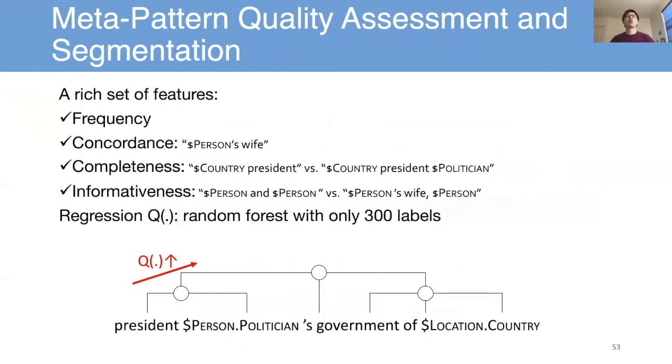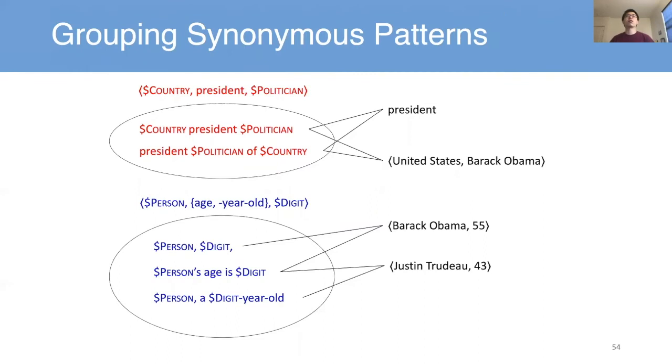In the meta pattern quality assessment and segmentation, slightly different from phrase mining, we have something new here. We need to think of completeness and informativeness based on the granularity. We want to vary the granularity and see which one is the best. We want to group the synonymous patterns together by applying some clustering, and then combine all these things together, consolidating the instance-level things. Say we are more confident about this instance because there are multiple patterns indicating this is the right relationship or right attribute for these entities.